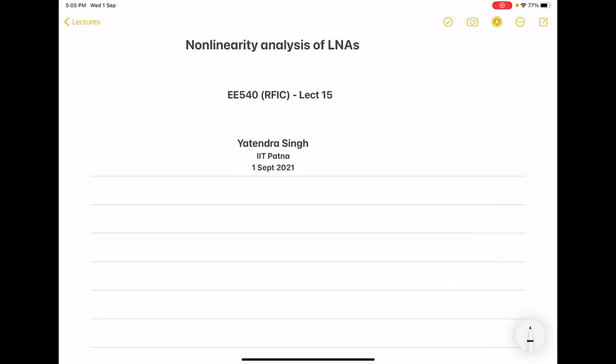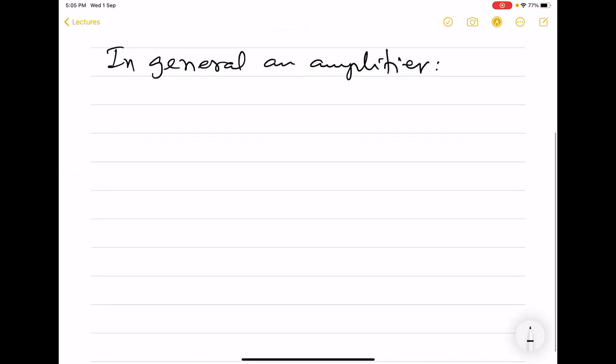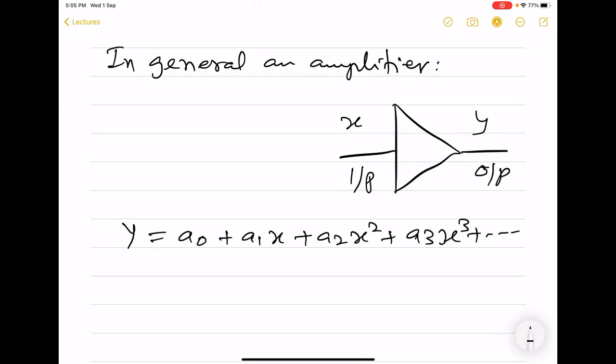So we have seen that in general, an amplifier will have this relation between output and input. So output is going to be of this form, and so on and so forth. So this is going to be an infinite series.